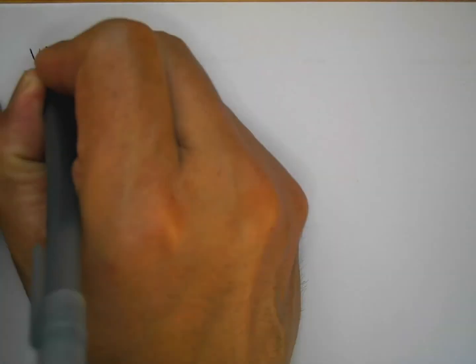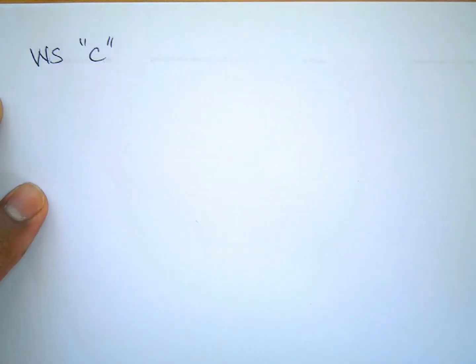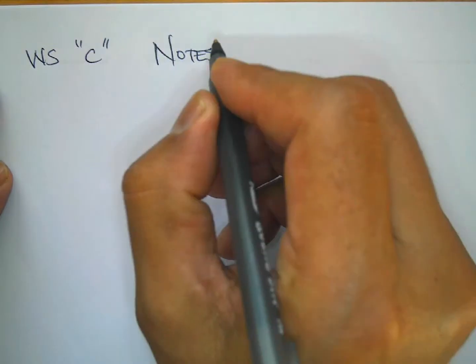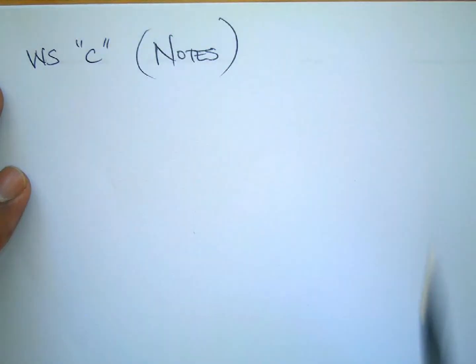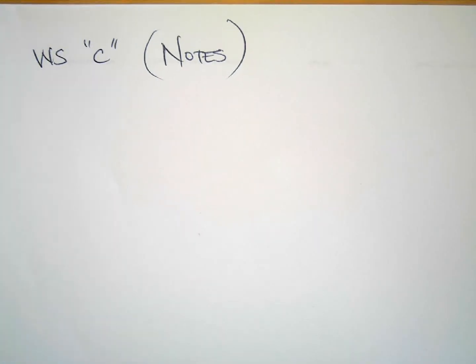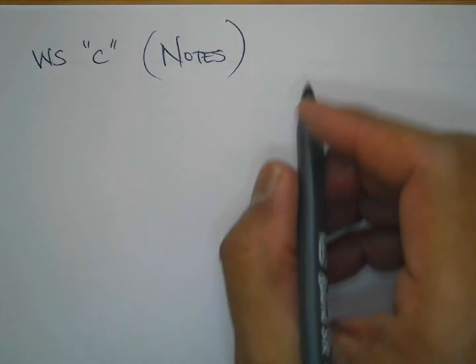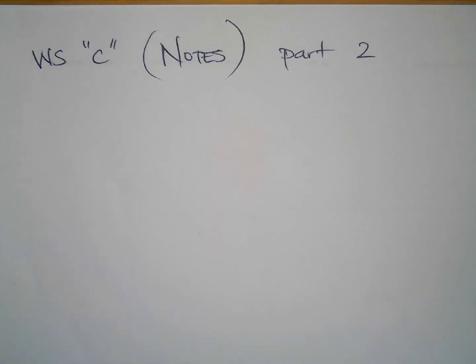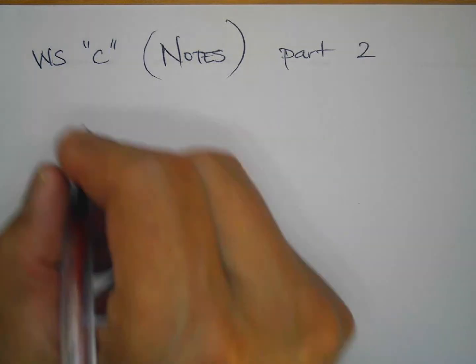Okay, for the second part of the notes, this is worksheet C. We're just going to copy them down. We don't need to print anything out. Worksheet C notes. And this is the second part, part 2. And this was on what? Reference angles? Yeah.